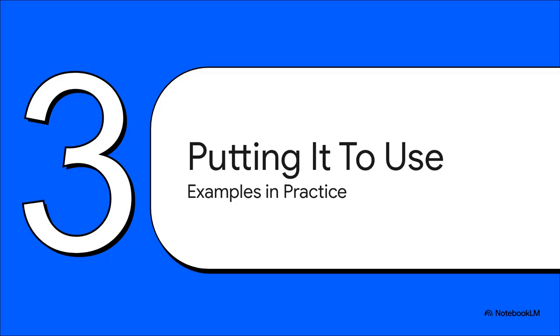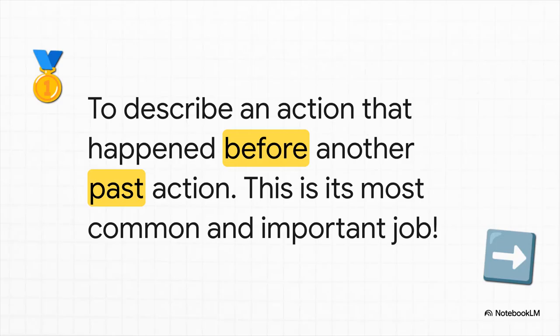Okay, theory's over. We know what it is, we know how to build it. Now for the fun part. Let's see how this little time machine actually works in the wild with some real-world examples. All right, its main job, its number one use, is to make the sequence of events crystal clear. Anytime you need to show that one thing in the past happened before another thing in the past, this is going to be your go-to tool.